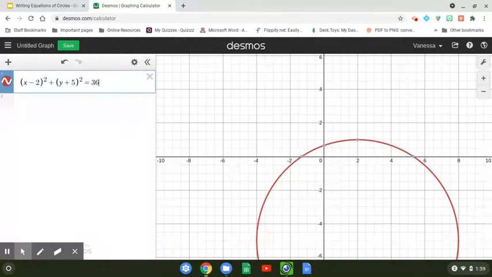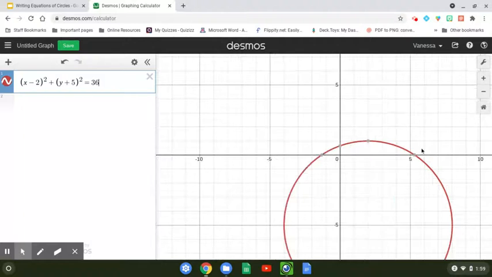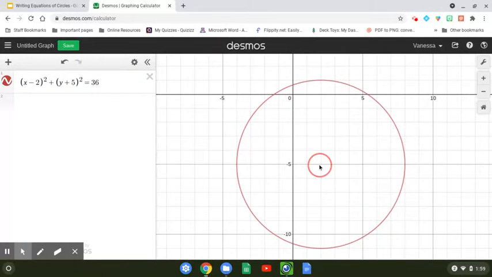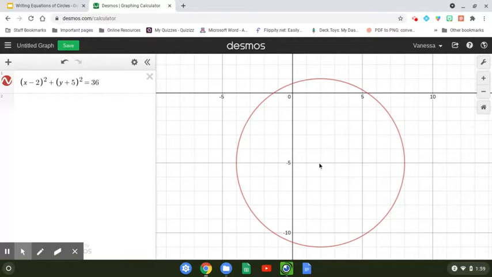And then the way I'm going to check it is I'm just going to come over here. I'm going to kind of center this on my screen here. And I'm going to make sure, so the center is 2, negative 5. So over 2, down 5. That is the center right there. That is correct. And then my radius is 6. So starting from that center, 1, 2, 3, 4, 5, 6. So that is correct there.